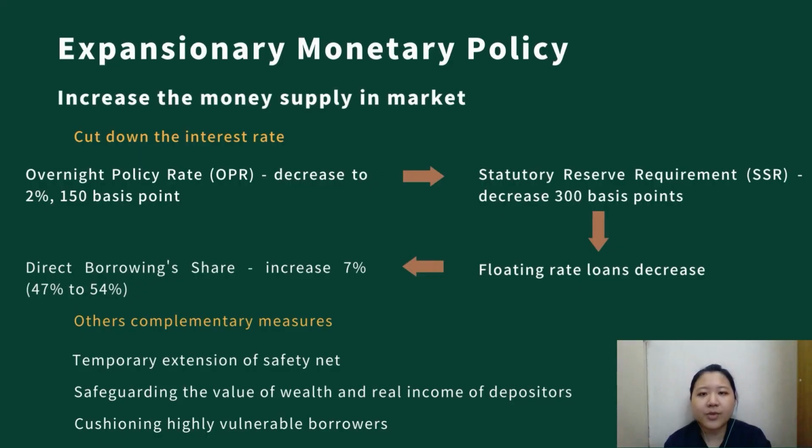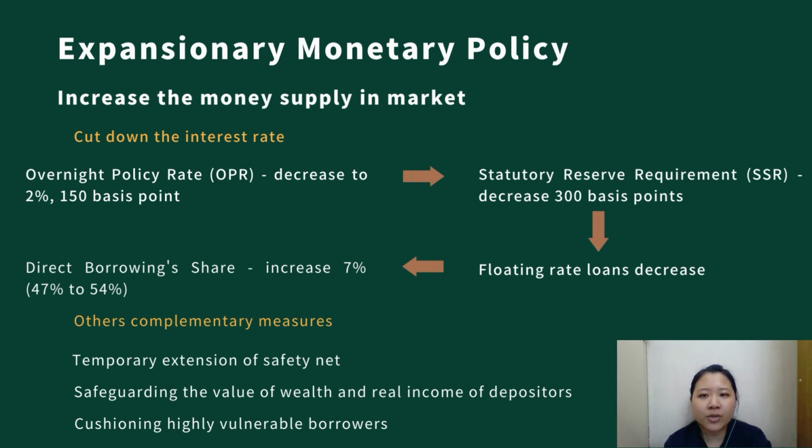Next is expansionary monetary policy. The government increases the money supply in the market by cutting down the interest rate. Bank Negara Malaysia decreased the overnight policy rate, OPR, to 2%, which is a decrease of 150 basis points between November 2008 and February 2009. The statutory reserve requirement, SRR, also decreased by 300 basis points.